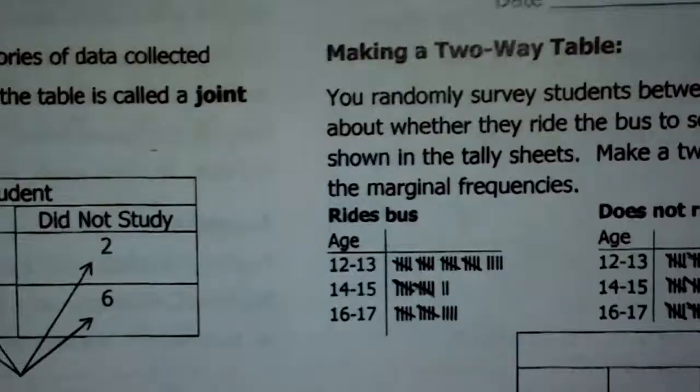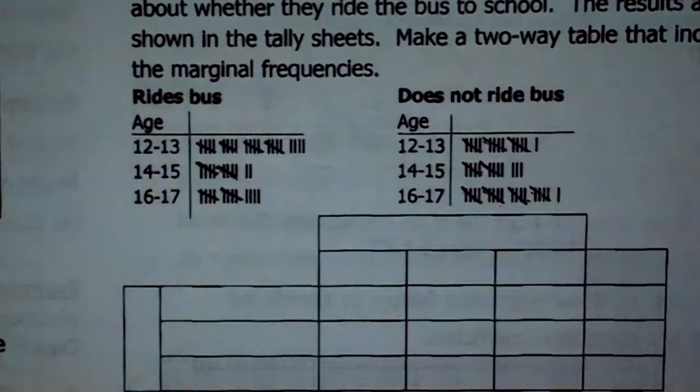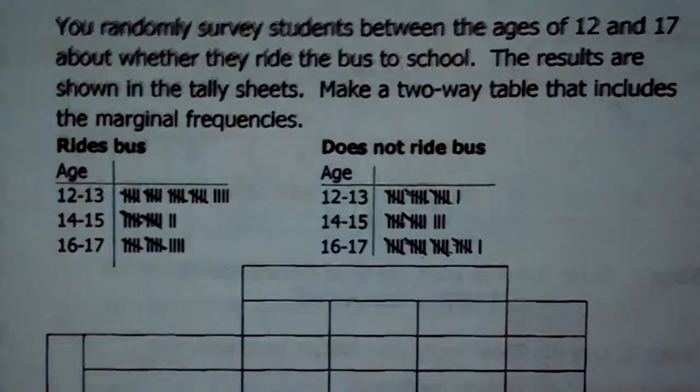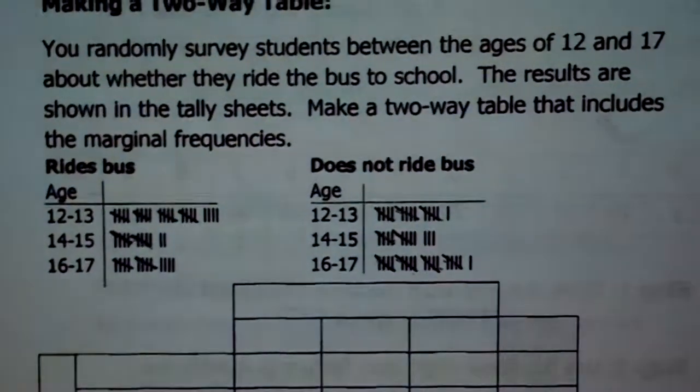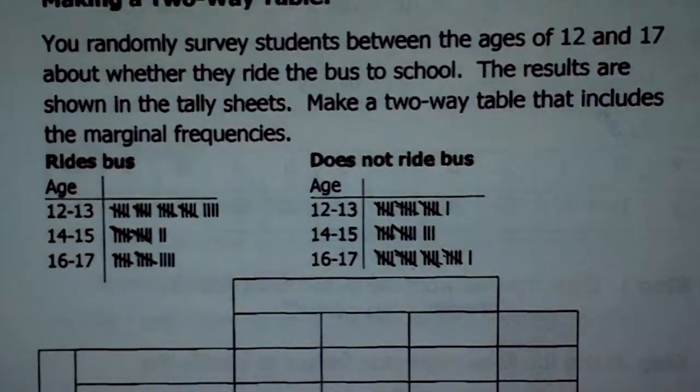Okay, so I do need you to know how to make a two-way table. That will be helpful to you. So here I have you randomly survey some students between the ages of 12 and 17. It's important to randomly do your surveys so we know that we're not having data that is set up on purpose the way you want it to be. So the results are shown in these little tally sheets, and you're asked to make a two-way table here.